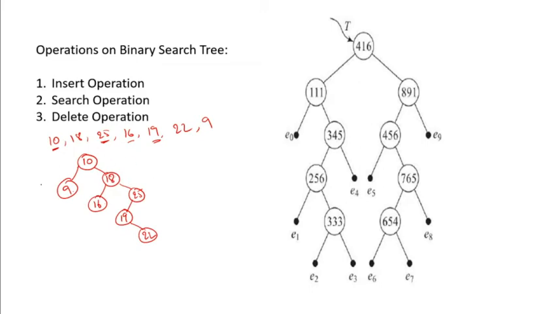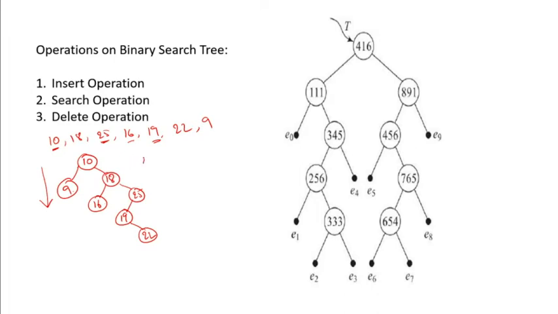So I hope everybody understood what we did here, how we perform the insertion operation. Now in order to perform insertion in a binary search tree, what we require is a node. So if I want to insert 10 into a binary search tree, I need to create a node first, right?